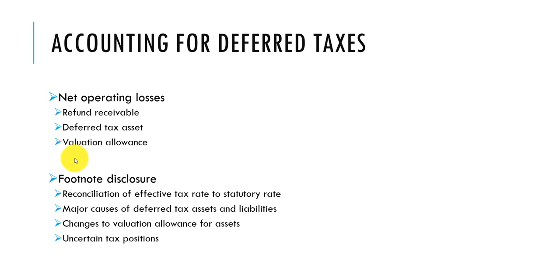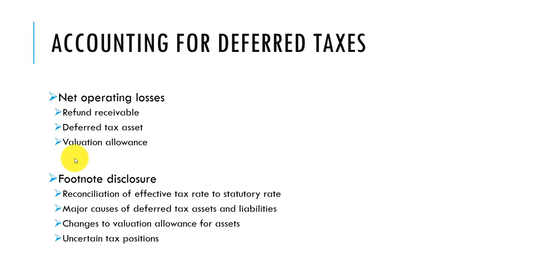What do you have to put on your financial statements? You need to put some footnote disclosure. GAAP says you must reconcile your effective rate to the statutory rate. So what did you actually pay? The effective rate is the amount of taxes divided by your income before taxes. That's your effective rate. The statutory rate was 35% for 2017, and is 21% for 2018.